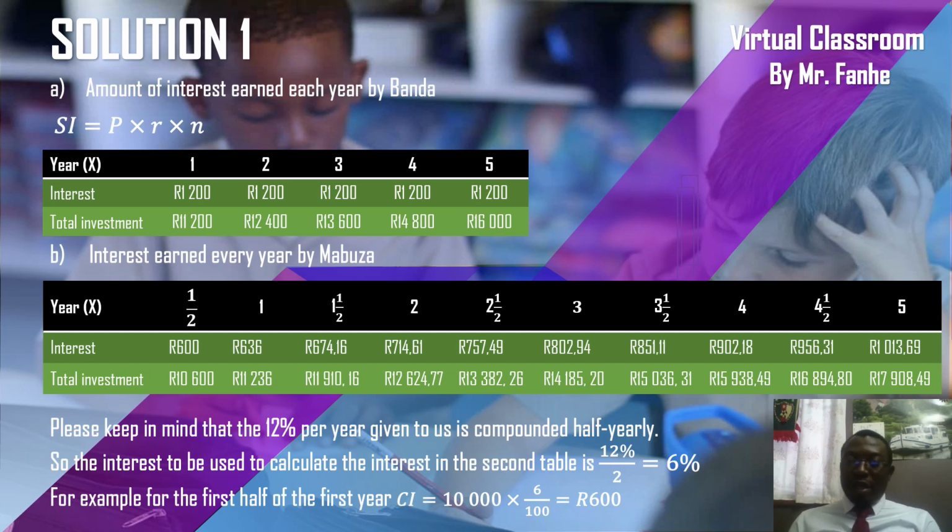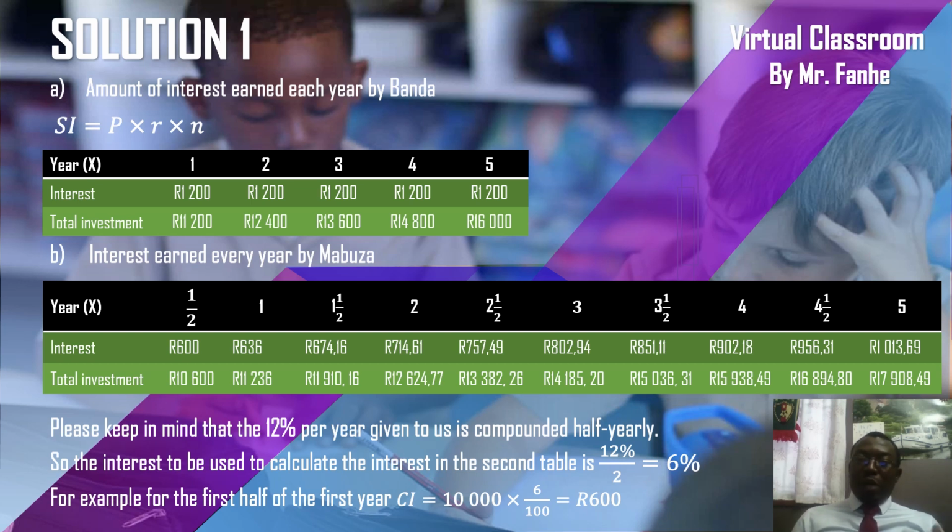So that is the first thing we have to do, to determine the interval in which we are going to calculate the interest. Secondly, we have to determine the interest rate for half a year, because 12% is per year. So for half a year we are going to have 12% divided by 2, and then we get 6%. So now that we have identified the interval on which we are going to be calculating the interest, and also the interest rate for half a year, we can calculate the interest for the first half of the first year, which is 10,000 times 6 over 100, and then we get 600.